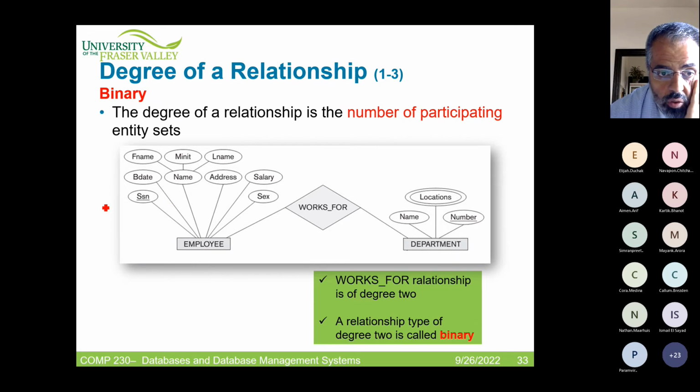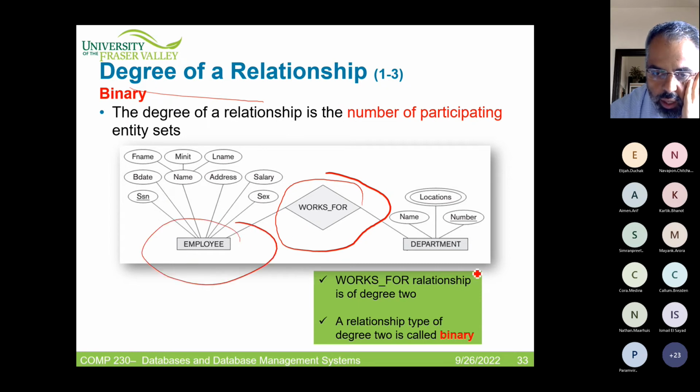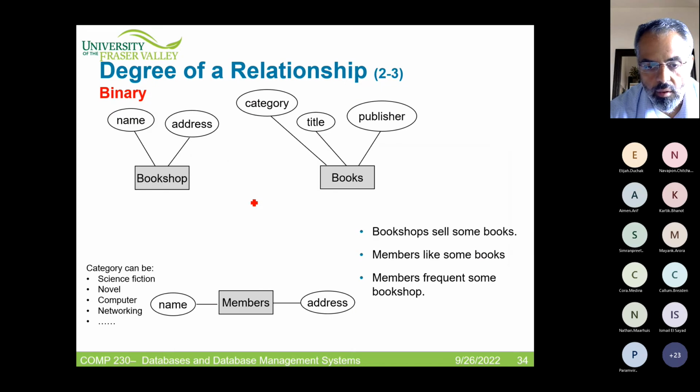When we talk about the degree of a relationship, we name this a binary relationship. Why is it binary? Because the number of participants in this relationship is 2, employee and department. So in this case, we name it a binary relationship, because we have just 2 entity sets participating in it.